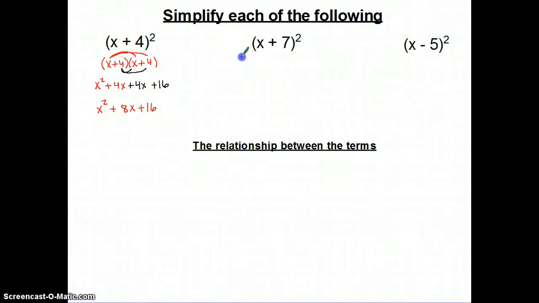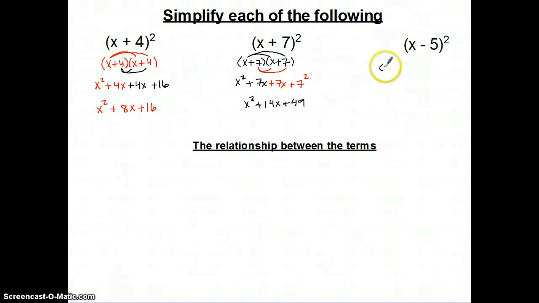Moving on to the second, I have x plus 7 times x plus 7. I'll go ahead and distribute my x to get x squared. I then have plus 7x. I'm going to distribute my positive 7 to get a positive 7x. And I'll distribute my 7 to my 7, and I'm going to write this as plus 7 squared. I then simplify x squared plus 14x plus 49.